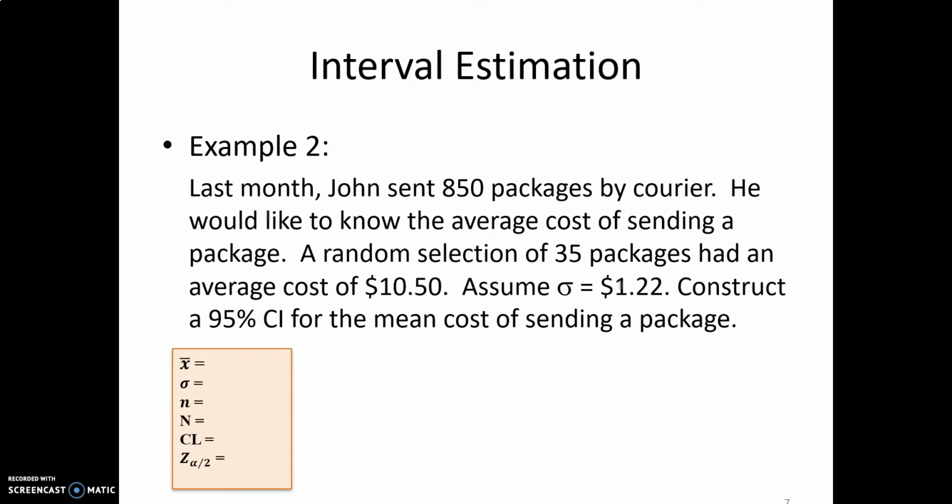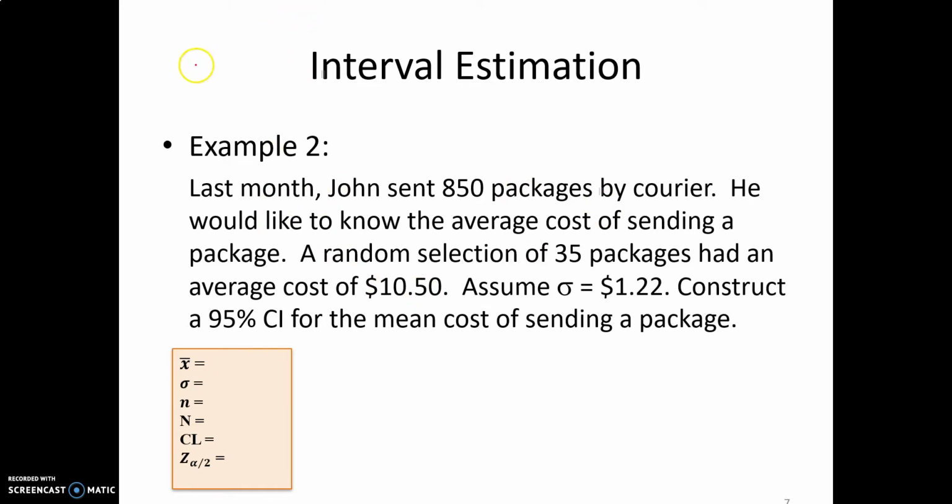So let's work on another example. Example 2. Last month, John sent 850 packages by courier. He would like to know the average cost of sending a package. So he takes a random selection of 35 packages, which had a cost of $10.50. We're going to assume that the population standard deviation is $1.22. Construct a 95% confidence interval for the average cost of sending a package.